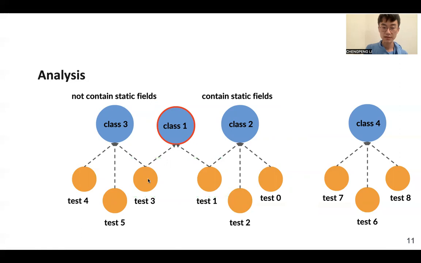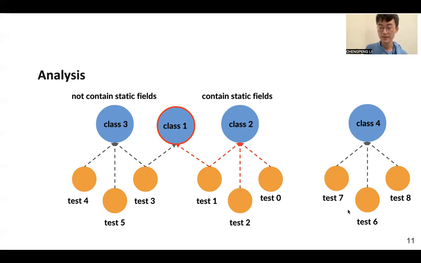Class 3 does not contain static fields, which means test 4 and 5 cannot modify the state that test 3 depends on, or test 4 and test 5 do not depend on the state that test 3 may modify. As for test 1, it depends on class 2. Class 2 contains static fields, which means test 0 and test 2 can modify the state that test 1 depends on, or test 0 and 2 depend on the state that test 1 may modify.